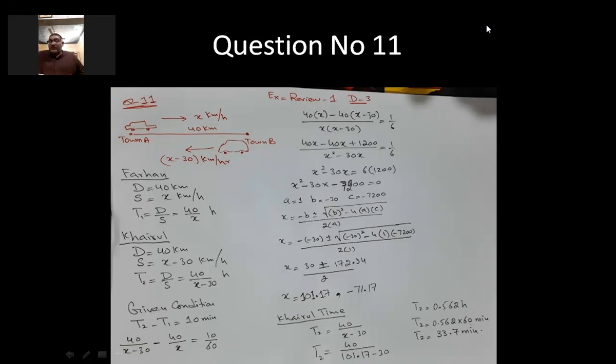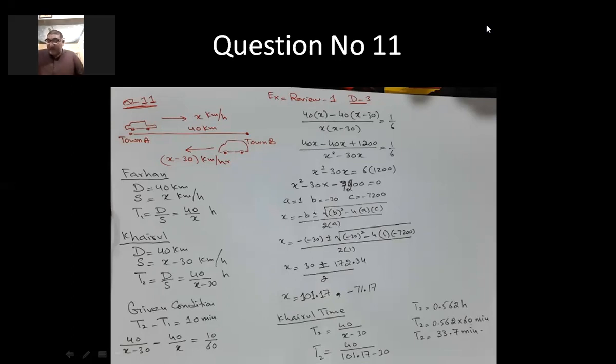Write down an expression in terms of X for the time taken by Farhan to travel from town A to town B. You know the distance is 40 kilometers, the speed is X kilometers per hour, and the time taken by this first person, whose name is Farhan, is distance divided by speed. That's the formula for time. Distance divided by speed. So it will be 40 divided by X, and the time will be in hours because the speed was kilometers per hour.